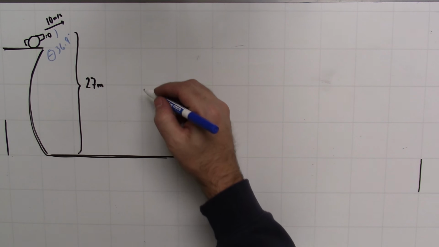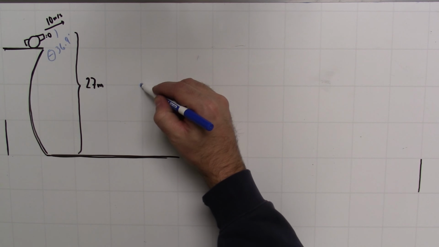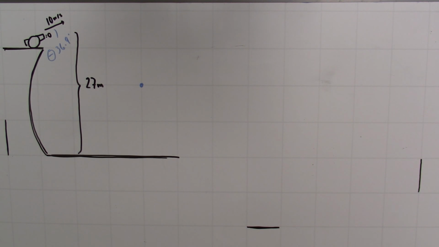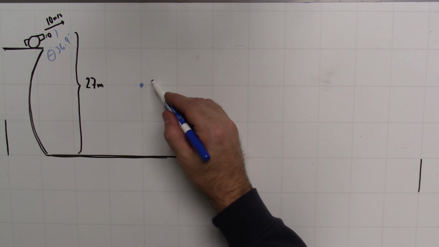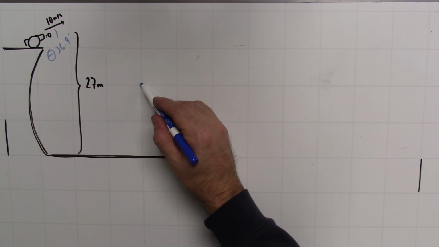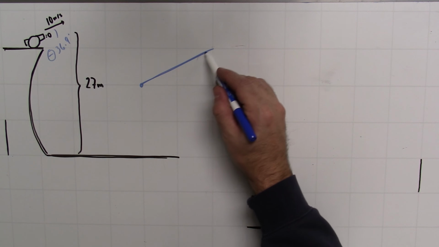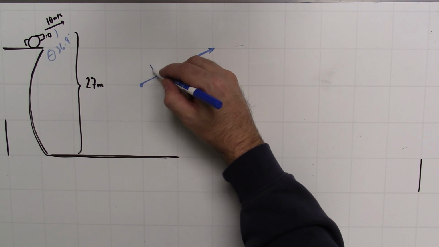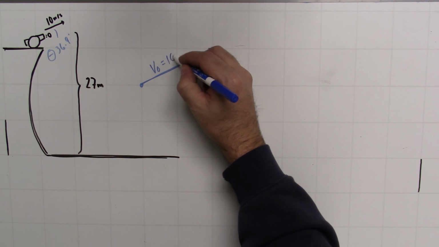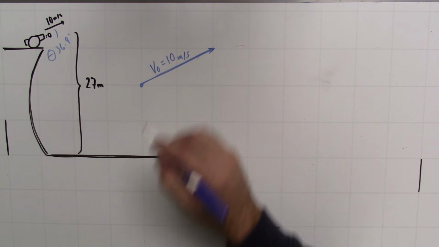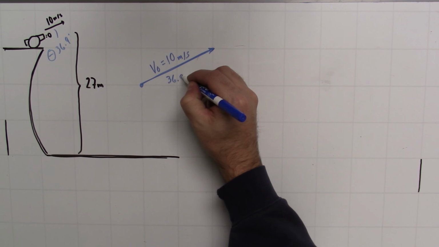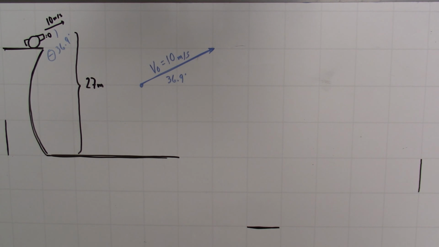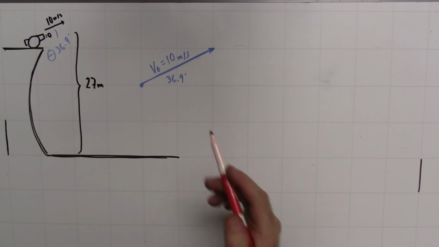In this particular case, the cannonball was launched at an angle of 36.9 degrees at 10 meters per second. So this gives us the initial velocity. If I draw the initial velocity here, it's equal to 10 meters per second. Now, if this is a 36.9 degree angle, I know that's up and to the right, so the question is, can I figure out how much of it is to the right and how much is up?